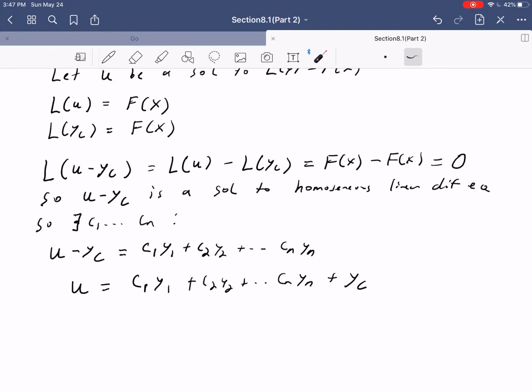So in our next video, we'll be moving on into section 8.2 and starting to see how to perform some of those computations.